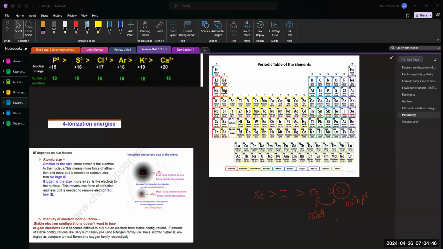Aditi, did I answer your question also? Are you clear with your question? So you have to just compare stable configuration with the adjacent element. Don't say that this is the most stable, so it's going to be higher than iodine also. No, just with the adjacent, this one.